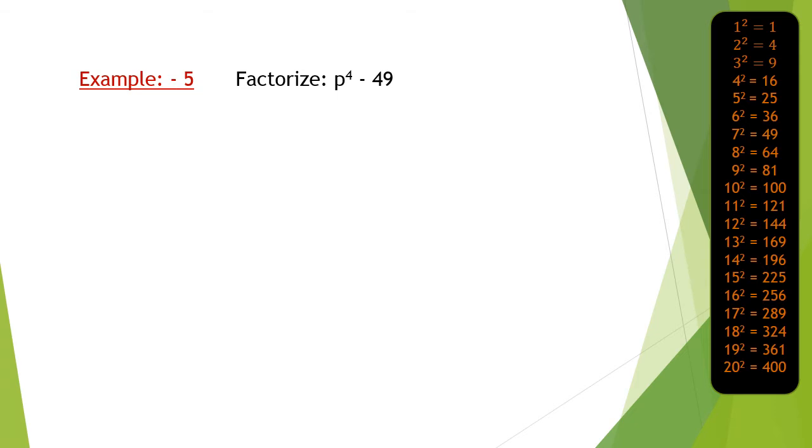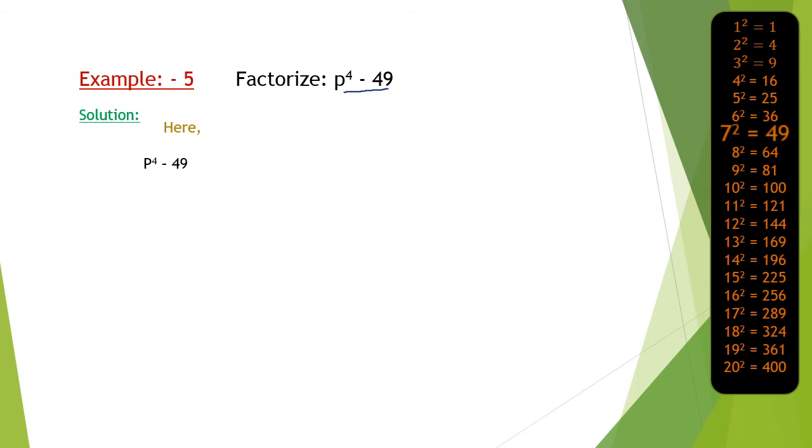P to the power 4 minus 49. This is an algebraic expression. We have to convert this algebraic expression as a difference of the square. That's our first task. Now you can see 49 is the square of 7.